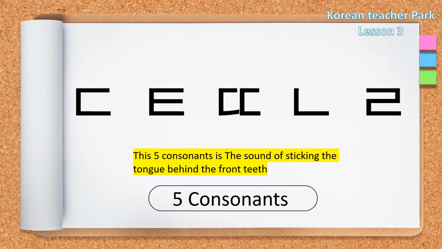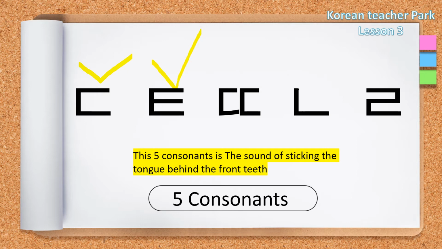These 5 consonants are made by sticking the tongue behind the front teeth. Please listen to how to read them. First, d, d, d.